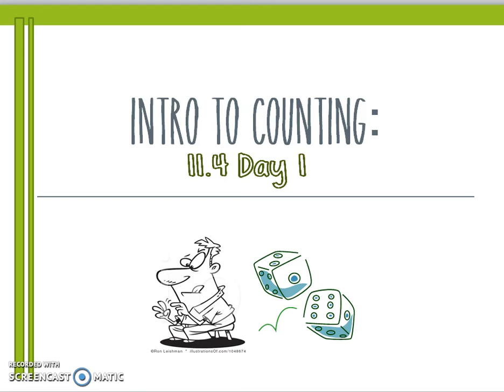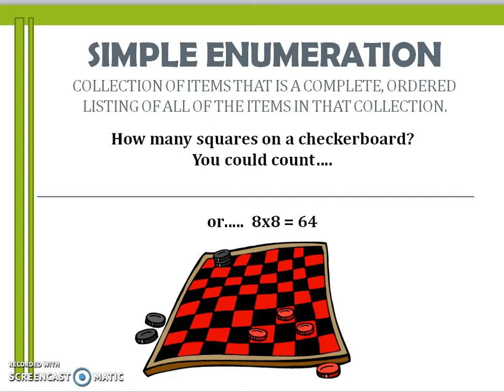This unit actually doesn't start with probability, but rather starts with an idea called counting. A little more than just basic counting. So I want you to just take a look at simple enumeration. If I asked you how many squares are on the checkerboard, most of you probably would not count out 1, 2, 3, 4, and so on. You'd more likely do 8 times 8 to get 64. It gets extremely tedious to count 1, 2, 3, and so on.